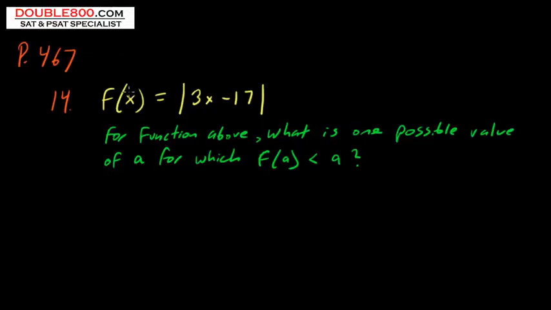In this lesson, we'll review a math problem from the grid-in section. We're on page 467, question 14 out of 18. This is in the middle of the section. It's moderate difficulty, and it's a level 3.